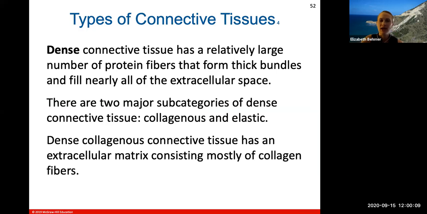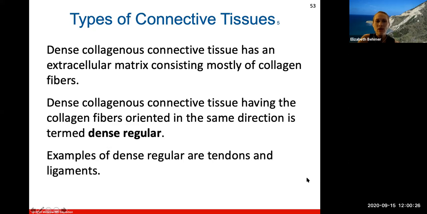The dense connective tissue, in contrast to loose, has a relatively large number of protein fibers that form thick bundles. And we can have collagenous and elastic dense connective tissue. Dense collagenous connective tissue is made up mostly of collagen fibers. Dense collagenous tissue can be dense regular if all of the collagen fibers are going in one direction and are packed nicely on top of each other.